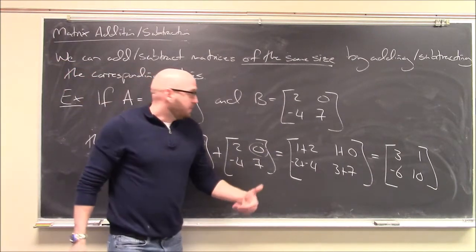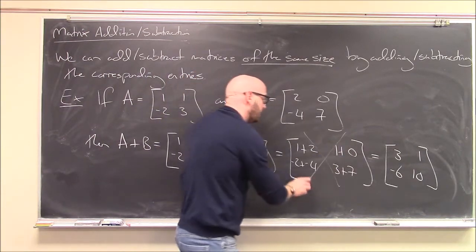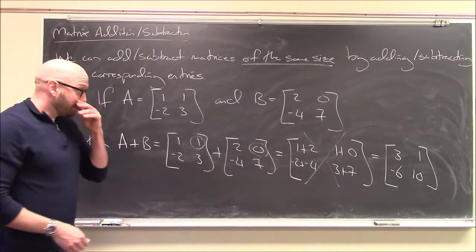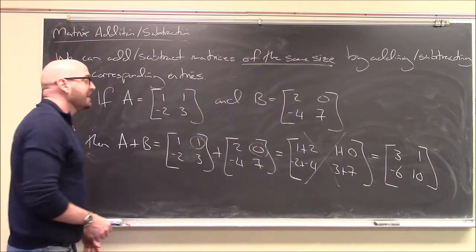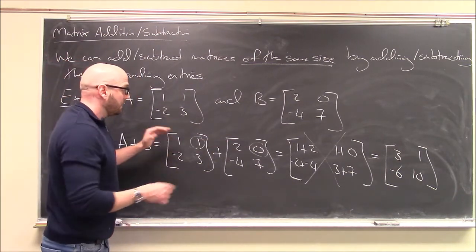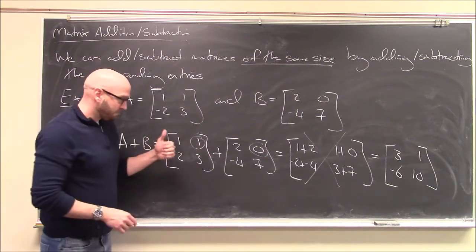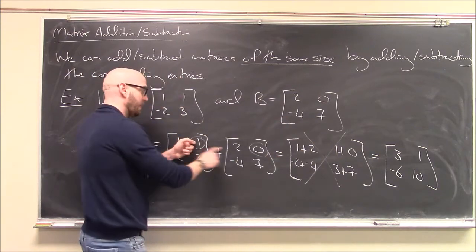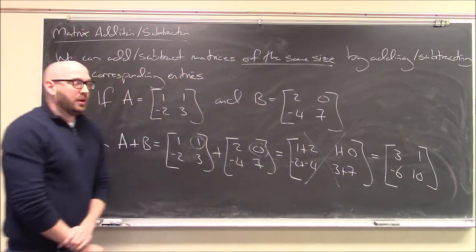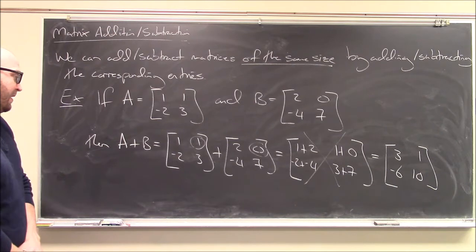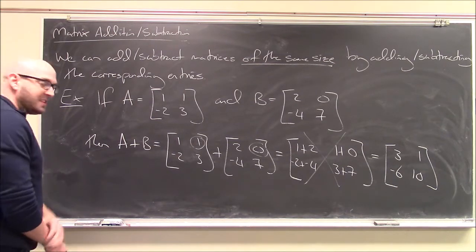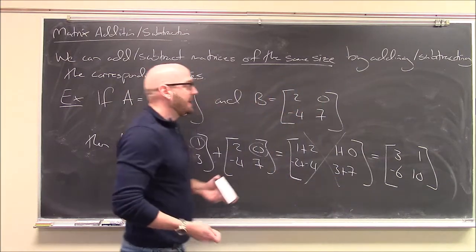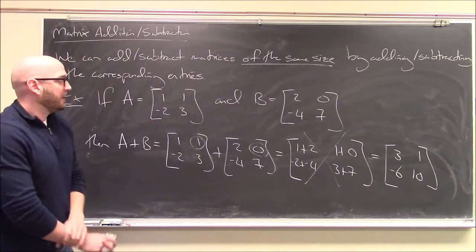This is easy enough to do mentally that I will never again write this middle step. Once you understand what's happening there, the middle step is just to illustrate exactly what's happening. But anytime we add matrices together in the future, we will just do this mentally. We'll say 1 plus 2 is 3, 1 plus 0 is 1, and so on. So there is matrix addition, and it's defined in a nice, intuitive way, the way you would want to add matrices together. Just add the corresponding entries.